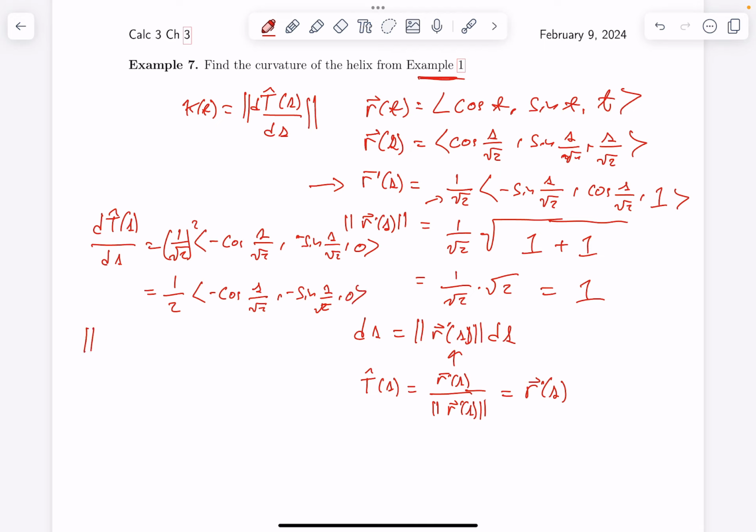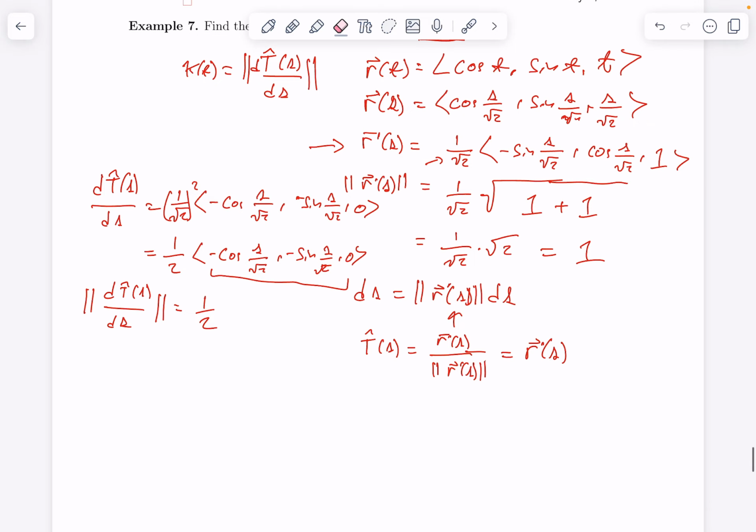The magnitude of this thing is just going to be 1/2, because this thing here is going to have magnitude of 1. So that means that my curvature is 1/2. Okay, that's one way to do it. Let's do it another way.